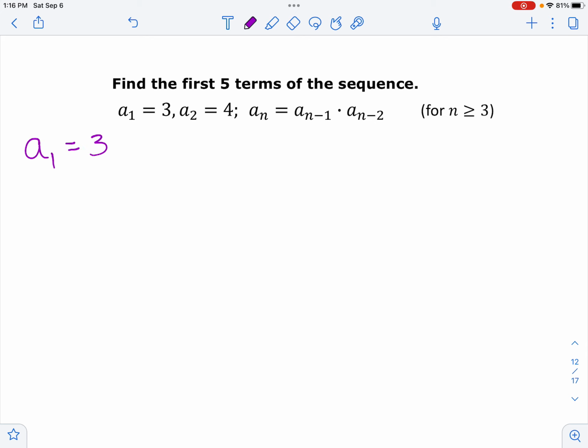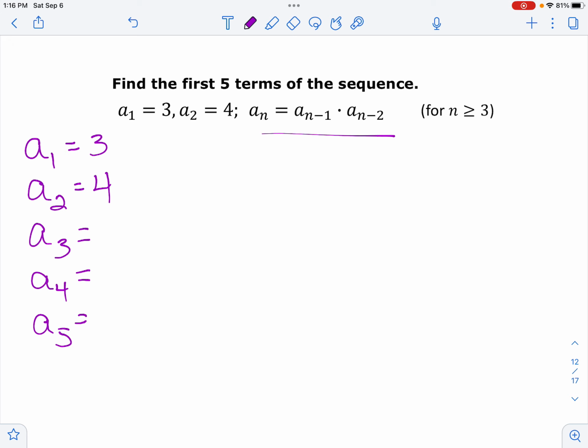I got 3 for the first term. The second term is 4. The third term, fourth term, and fifth term I need to find. Okay, so again, all this is really saying is, it says a sub n minus 1. That means the term before this one. Then a sub n minus 2 means the term before this one, right? So really, this is just the previous 2 terms, okay? You'll see what I mean. Let's say we put in 3.